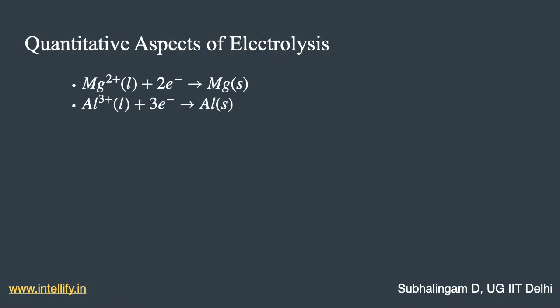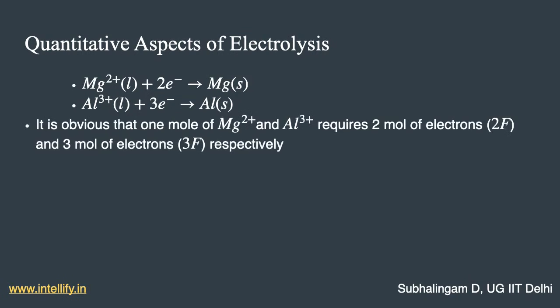So we have two reactions over there: Mg2+ plus 2 electrons giving Mg, and Al3+ plus 3 electrons giving Al. It is obvious that if we take 1 mole of Mg2+, we need 2 moles of electrons, and if we take 1 mole of Al3+, we need 3 moles of electrons. So you need 2F and 3F. What is F? F is Faraday. What is Faraday? It is 96,500 coulomb per mole.